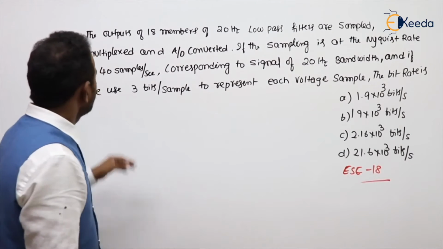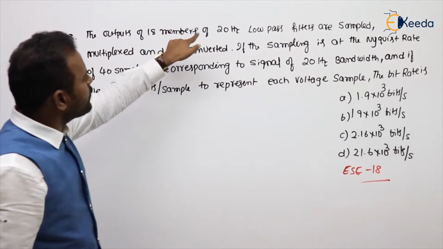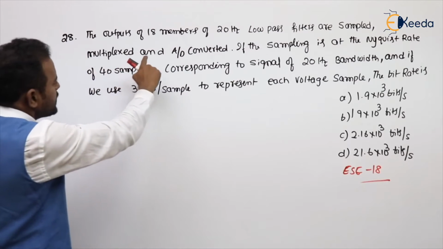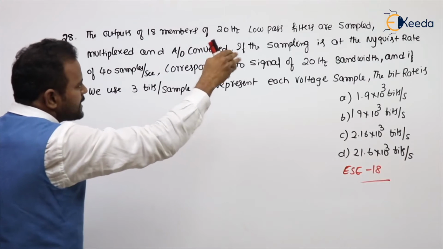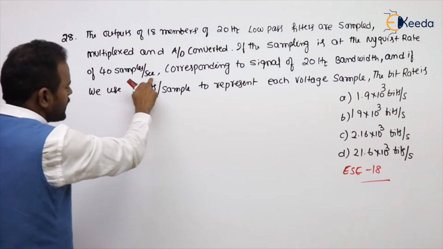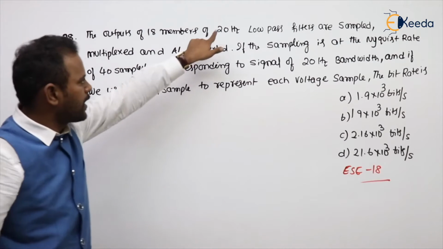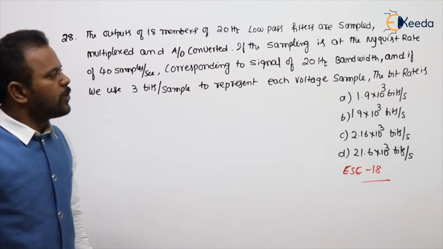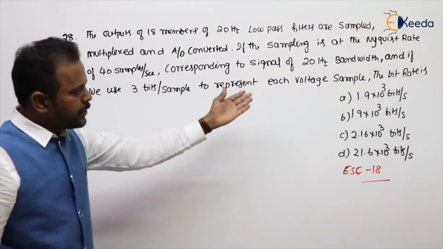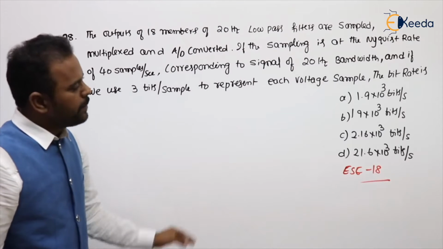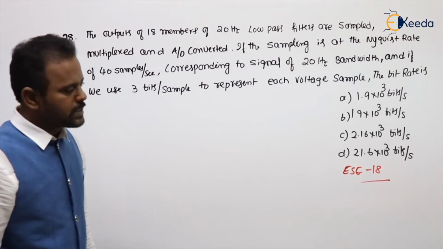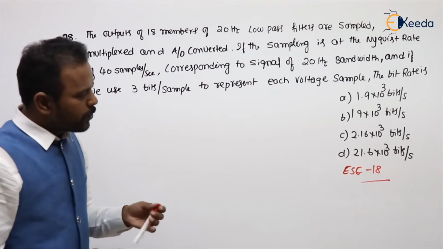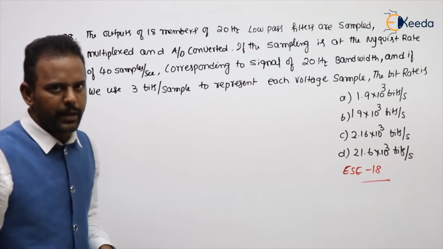See the next problem. The outputs of 18 members of 20 Hz low pass filters are sampled, multiplexed and A to D converted. If the sampling is at the Nyquist rate of 40 samples per second, corresponding to signal of 20 Hz bandwidth already given, and if we use 3 bits per sample, small n value, to represent each voltage sample, the bit rate is: option A 1.9 into 10 cube, option B 19 into 10 cube, option C 2.16 into 10 cube, option D 21.6 into 10 cube bits per second.